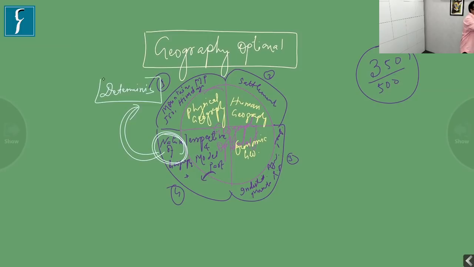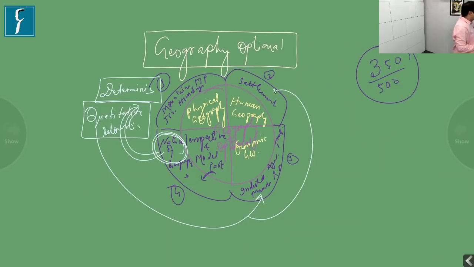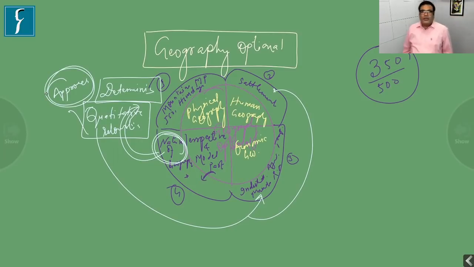The idea of determinism is there. The idea of quantitative revolution is there. And that very clearly helps in gathering information regarding this. Not only this, the quantitative revolution can help us here, because it talks about the approach basically, what the nature of geography should be. And it also helps in fusion.